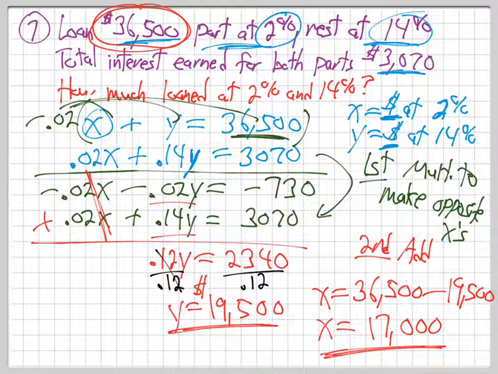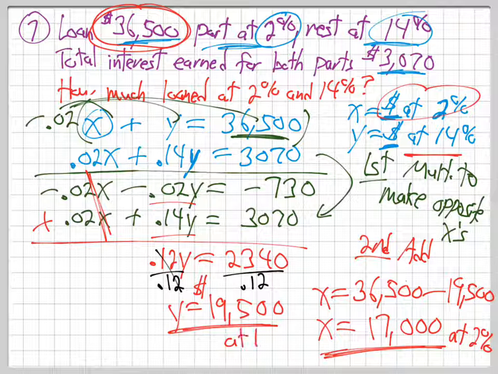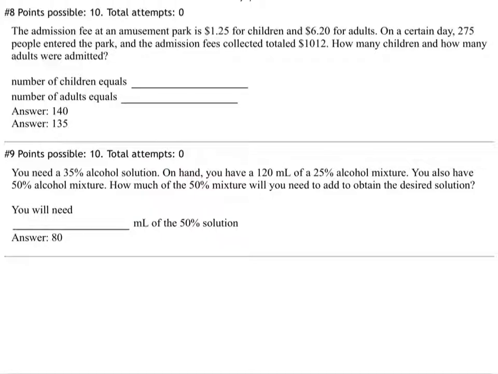That's $17,000. So the $17,000, the x, is the amount at 2%. And the y is the amount at 14%. $19,500 at 14%. There we go. We found the two amounts. Okay, so there we go. Let's go to number 8.